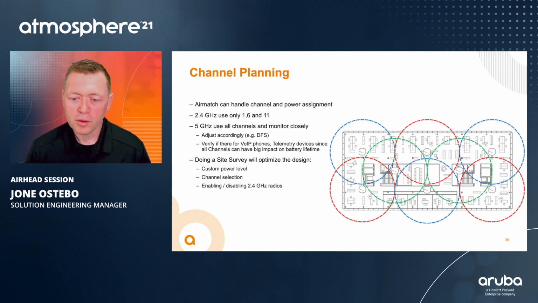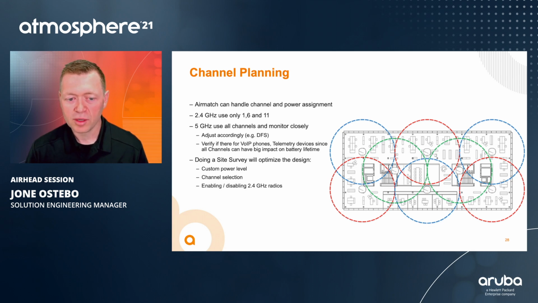But in most scenarios, what we are experiencing is that with the density we're deploying APs at, these APs are standing closer than this plan is showing us. So to be able to make this optimal, there are a couple of things we need to do. We need to lower the power level of our 2.4 GHz access points.